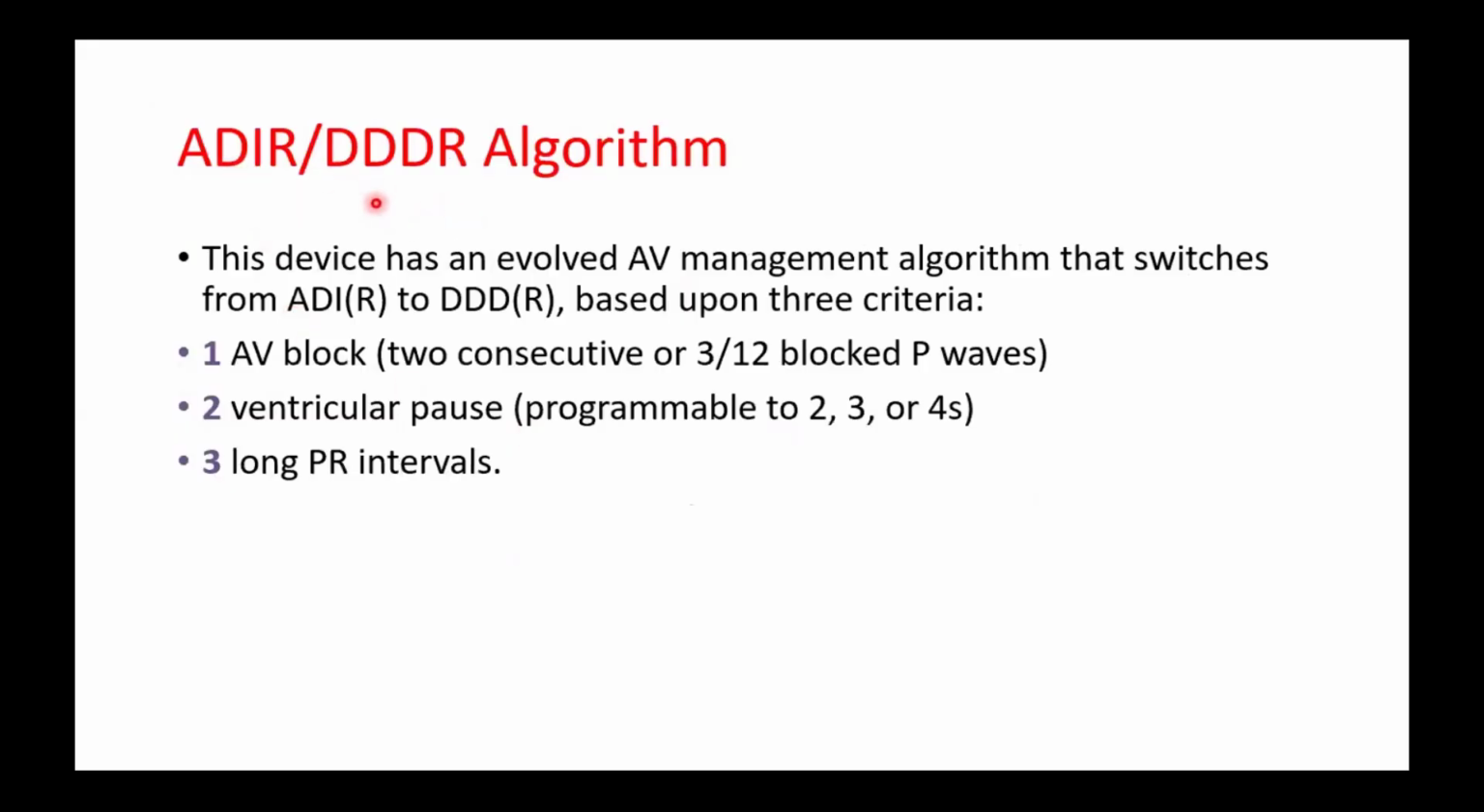There is an algorithm called the ADIR-DDDR algorithm, which is like managed ventricular pacing of Medtronic. Actually, this algorithm changes from ADI to DDD in 3 situations. First, when AV block occurs in 2 consecutive beats, or when a very long ventricular pause is detected.